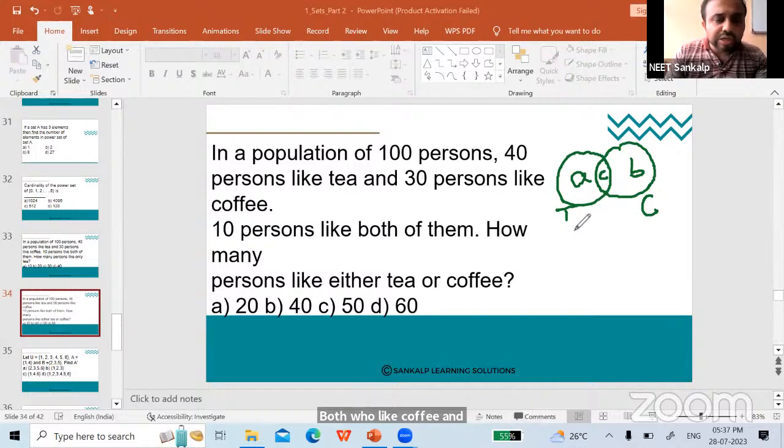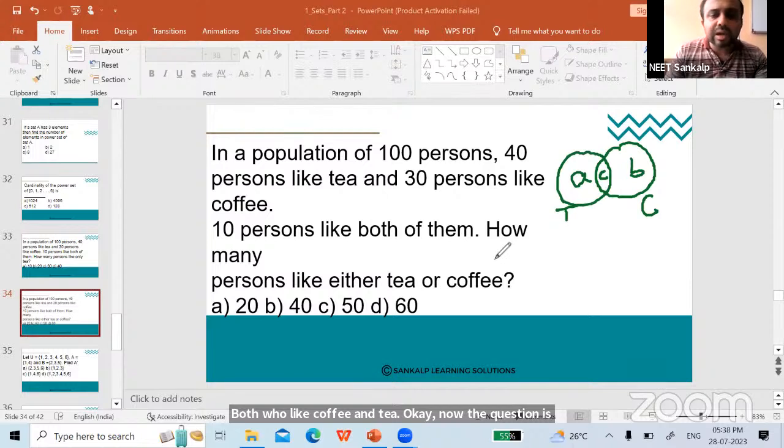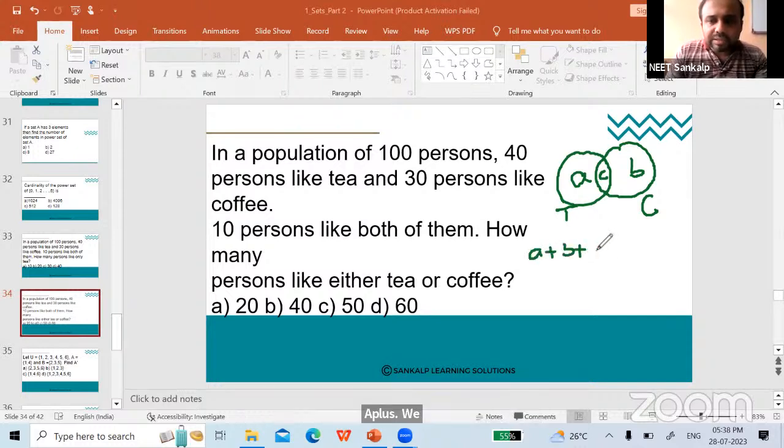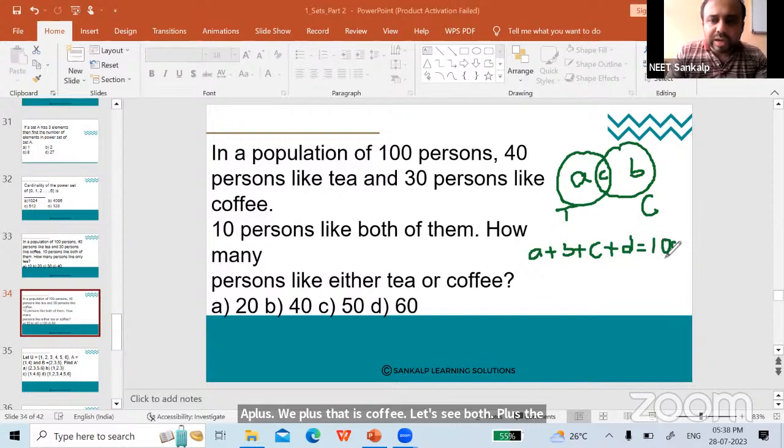Now the question is what? How many persons like either tea or coffee. Either tea or coffee in the sense, again, A plus B plus C, both, plus D, total persons. Apart from this, the total population is 100.